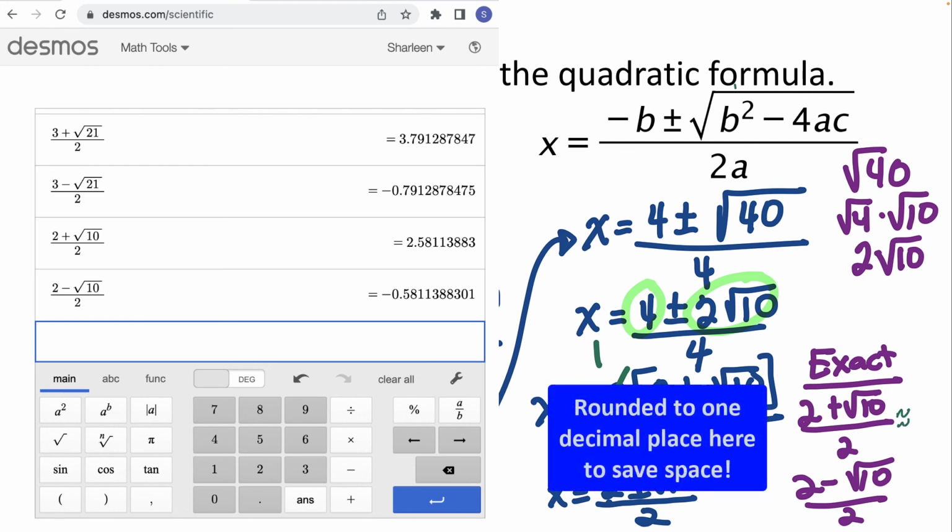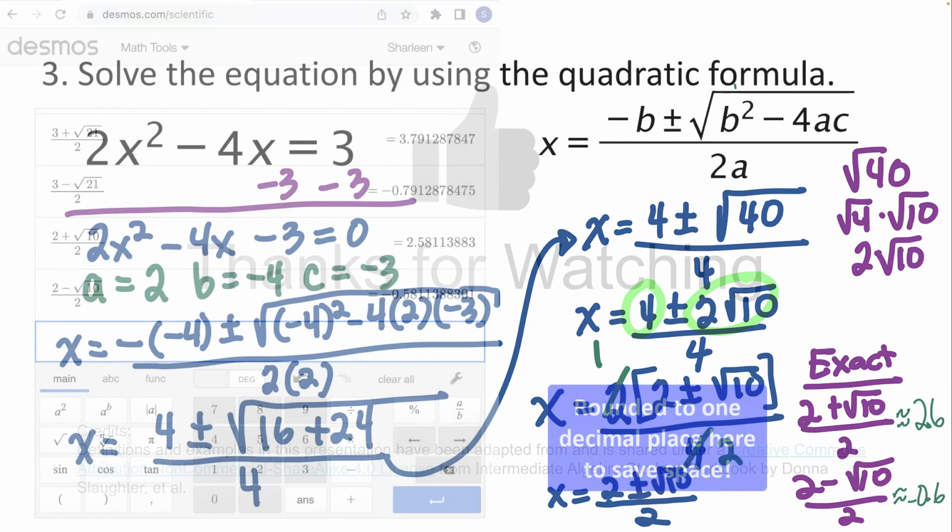Rounding to 1 decimal place, my approximate answers would be 2.6 and negative 0.6.